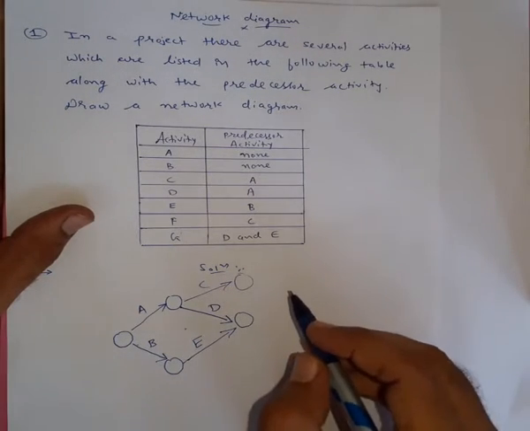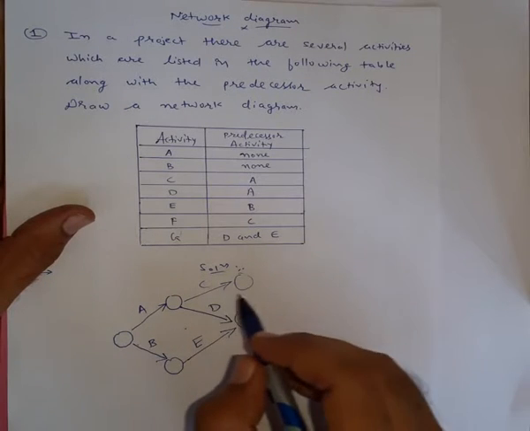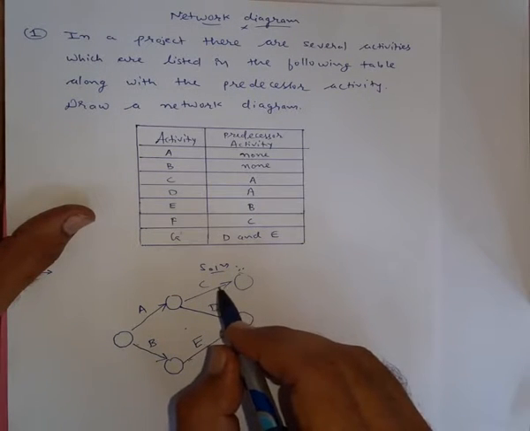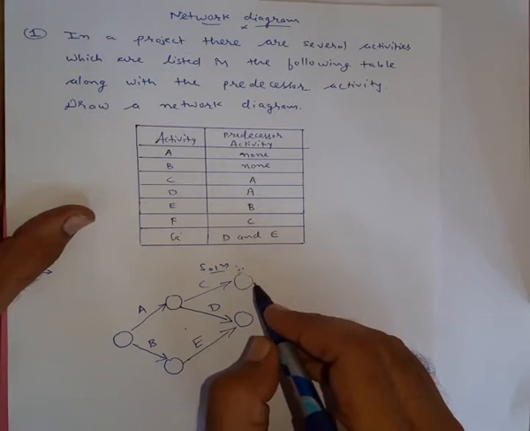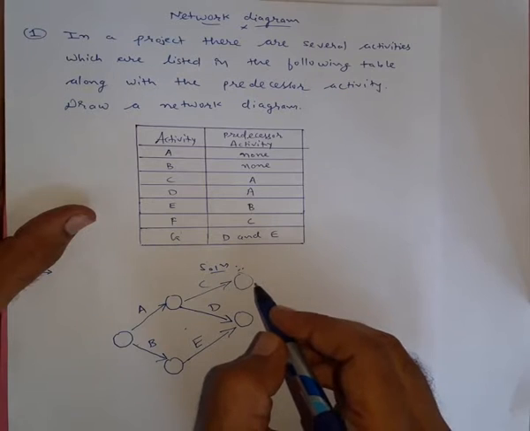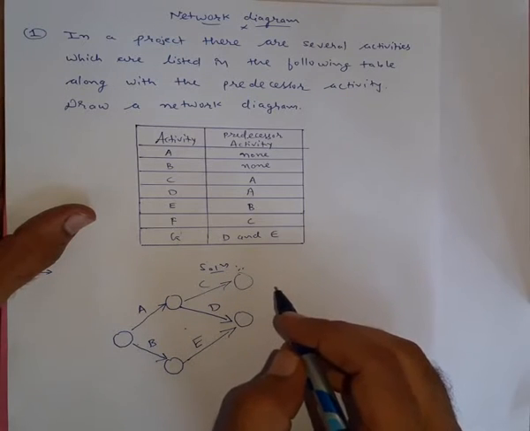Similarly, for activity F, that depends on the completion of activity C. So you can see from the diagram, activity C is completed over here. So from that you can now take out the activity F.